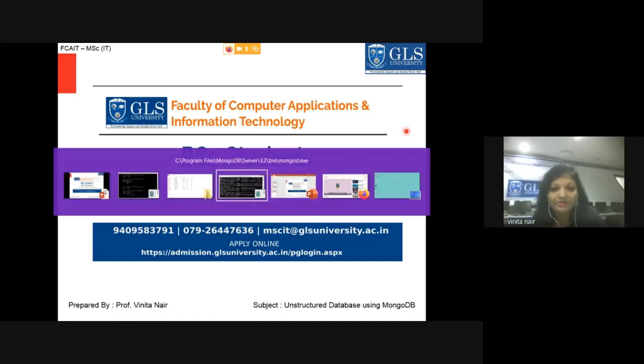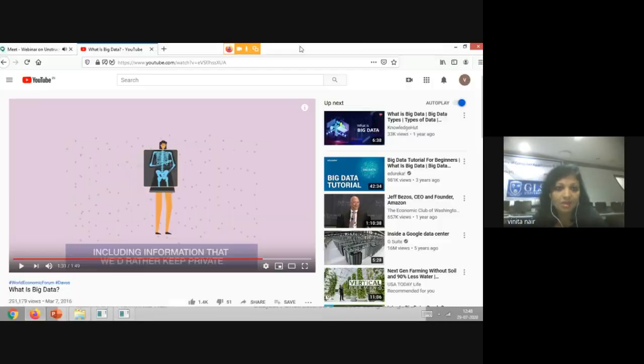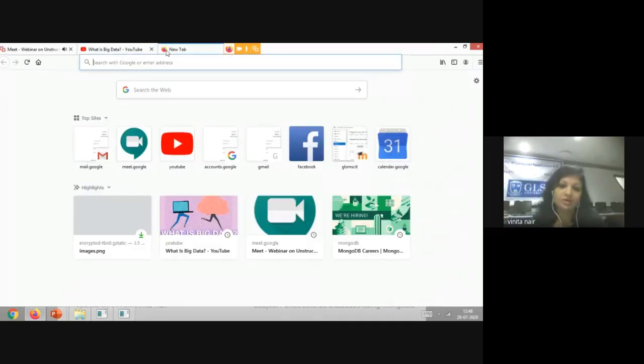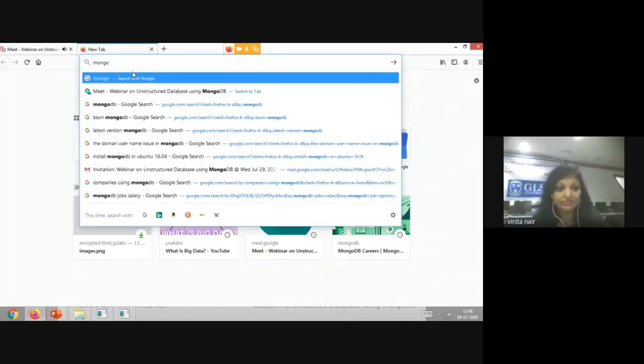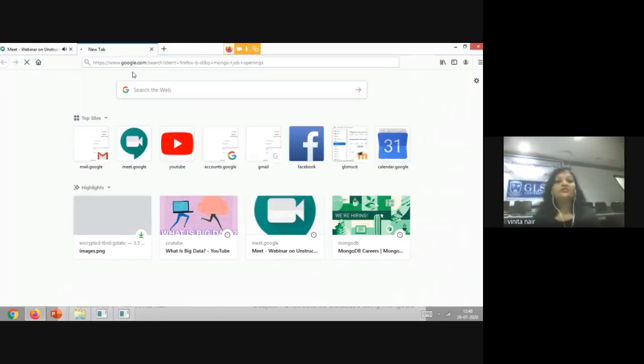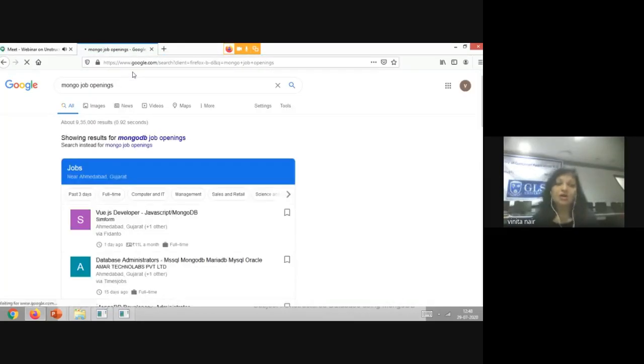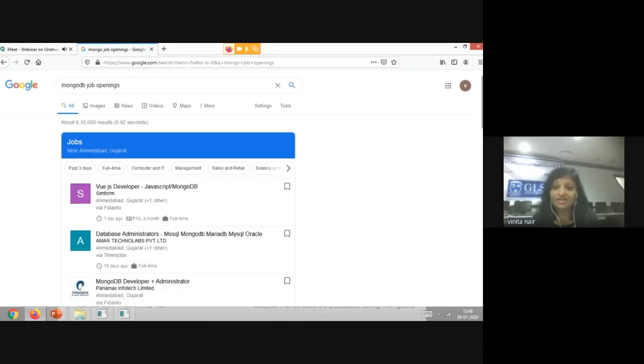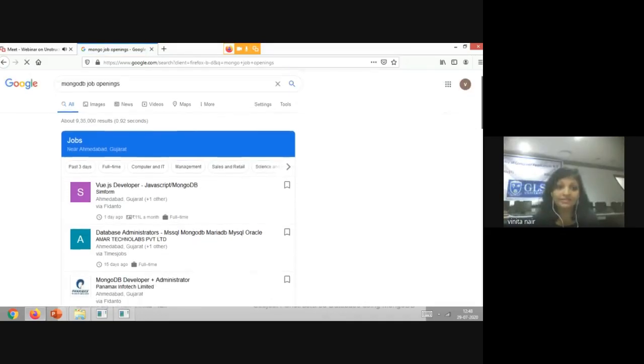Now, one last thing which I want to show you is, after studying MongoDB or this SQL database, what are the job offerings available? You can see the statistics over here. Because this session was a very introductory portion about what an unstructured database is and what a NoSQL database is. But once you are through with this particular course, or with MongoDB, what job openings are available to you?